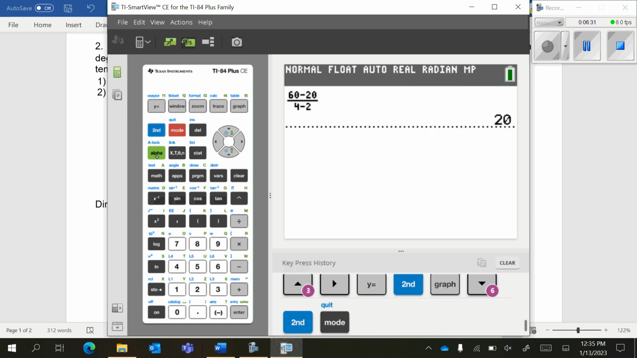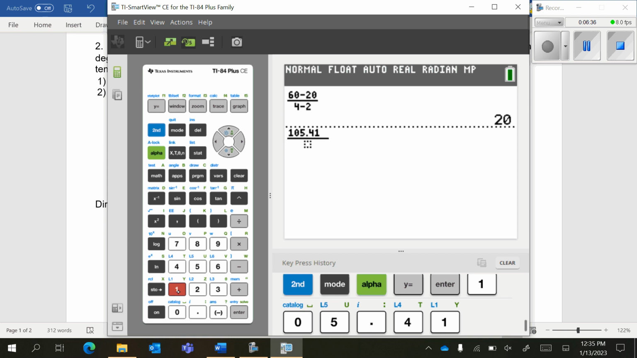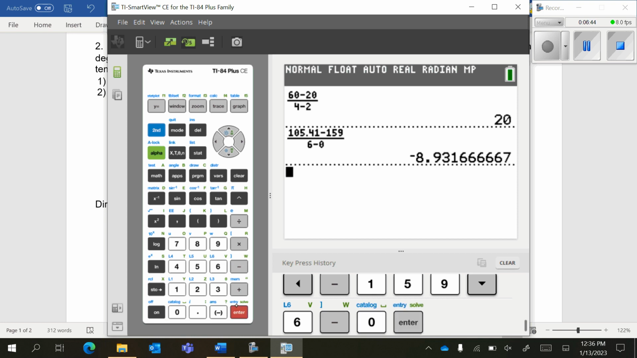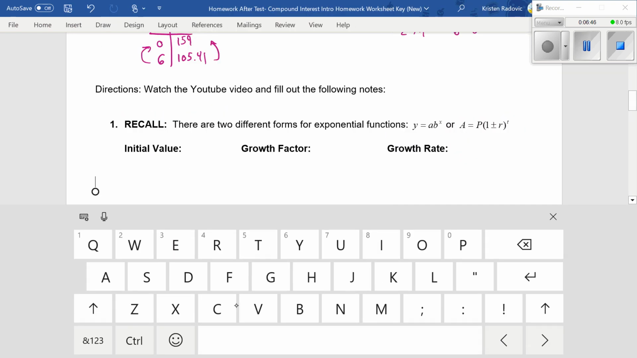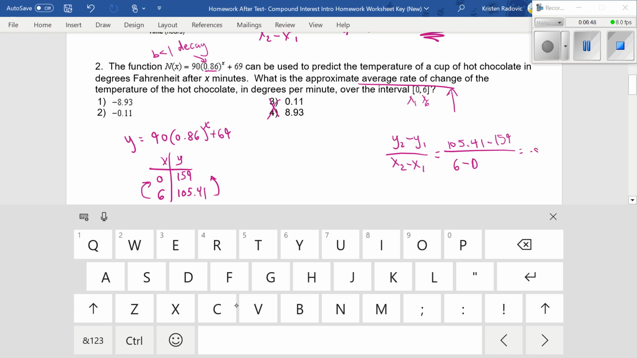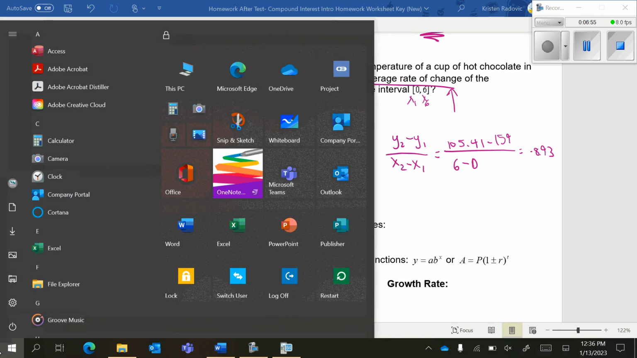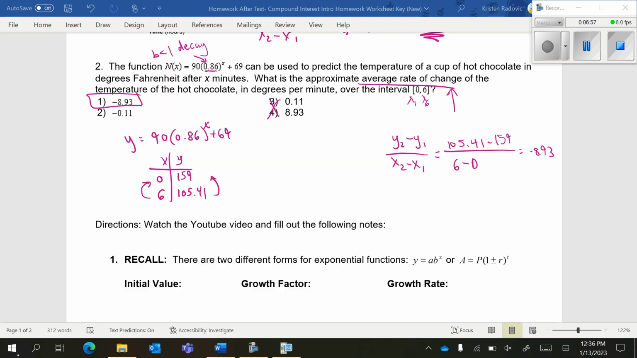So 105.41 minus 159 over 6 minus 0 gives me negative 8.93. And that is choice 1. So it's literally the same thing we have done before, y2 minus y1 over x2 minus x1. The only difference is that you have an exponential equation.